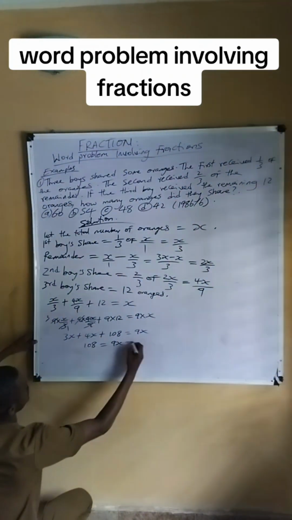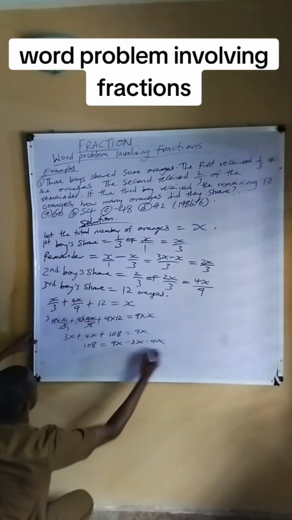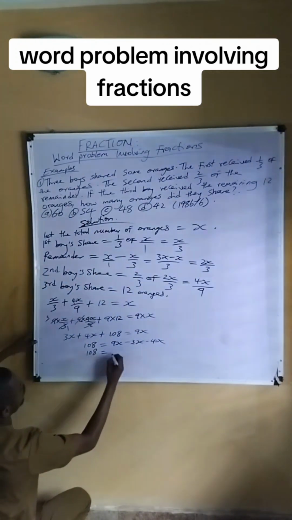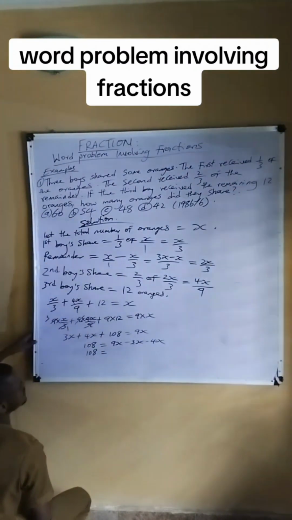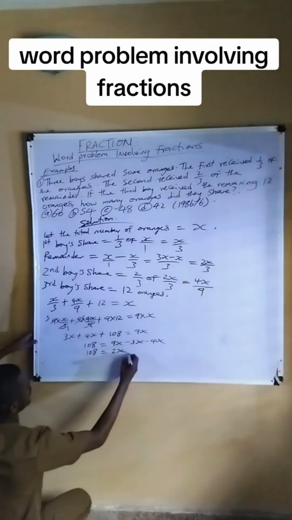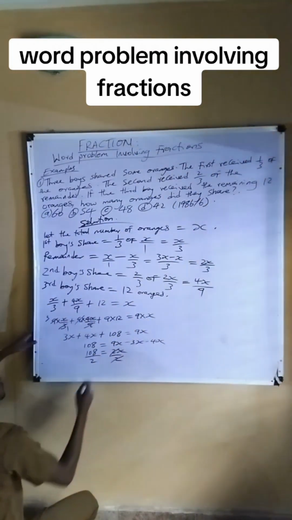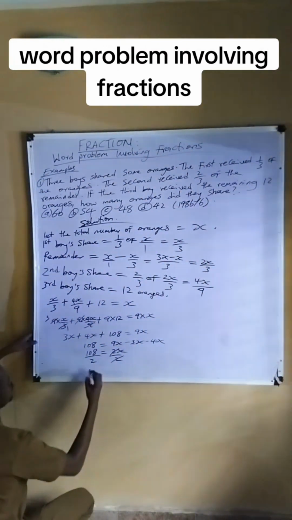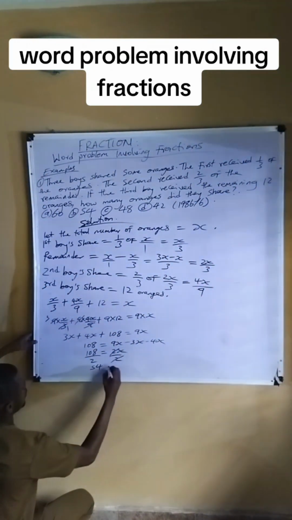This 3S will come to this side and become minus 3S. This 4S will come to this side and become minus 4S. You are going to have 108 equal to 9S minus 3S, which will give us 6S. 6S minus 4S will give us 2S. Divide both sides by 2. 108 divided by 2 will give us 54, equal to S.